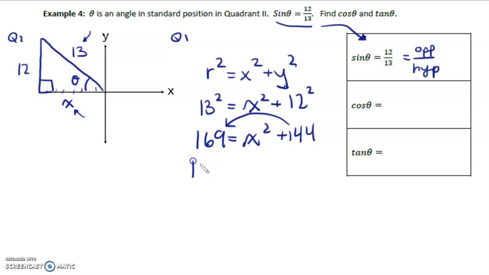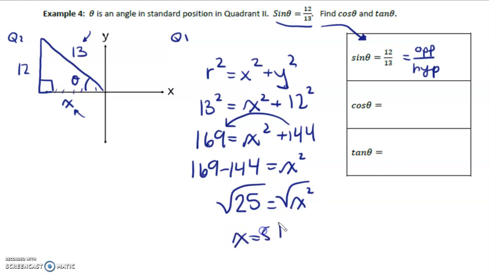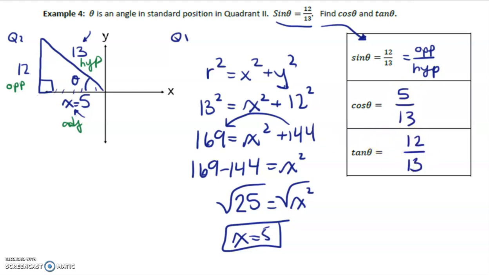Let's move this 144 over. What do we get? It's 25, and then we're going to root both sides. We get x equals 5. Now that we have our opposite, our adjacent, which is what we solved for, and our hypotenuse, we can sub these into cos, which is adjacent over hypotenuse, 5 over 13, and tan, which is opposite, 12 over 13.